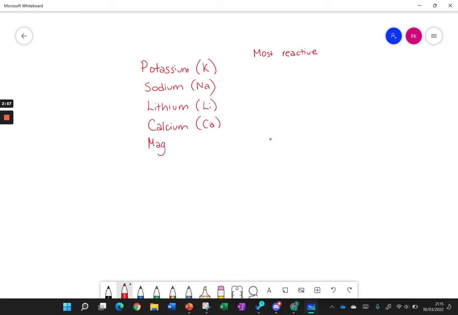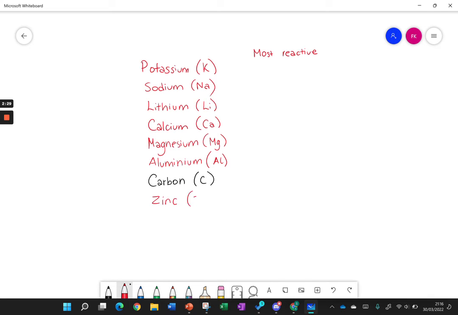Magnesium. Aluminium, which is obviously a transition metal. We are going to include carbon because, like we said, they're useful for knowing which atoms and metals we can extract using them. I'll just write them in a different colour. Remember, that's not a metal, but they are useful in our reactivity series.